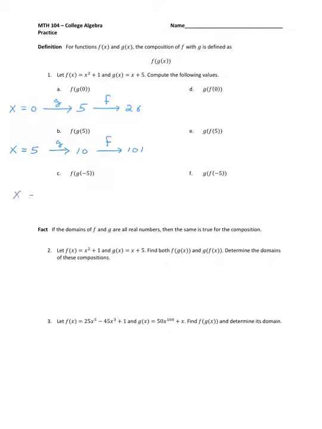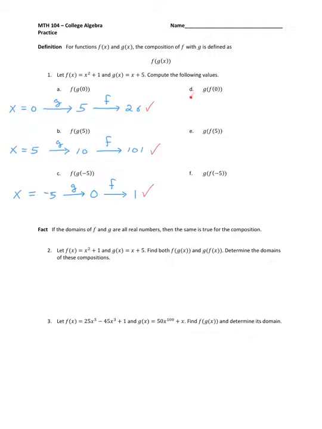C, again, really similar. It's the same statement, right? It's f composed with g of -5. Again, we're taking x equals -5. We first run it through the function g, which gives us 0. We then take that number and run it through the function f. 0 squared plus 1 is 1.